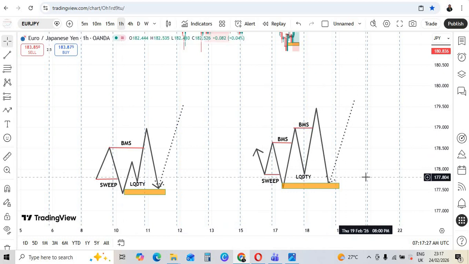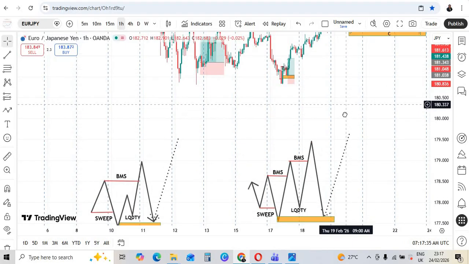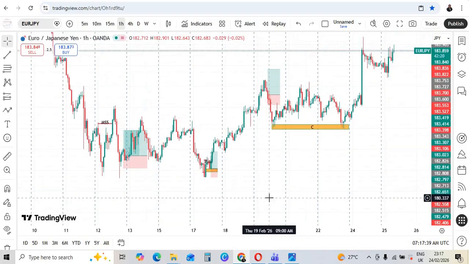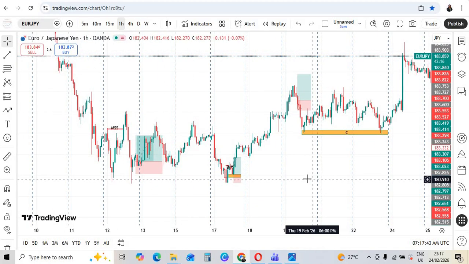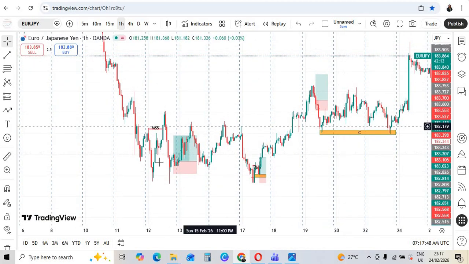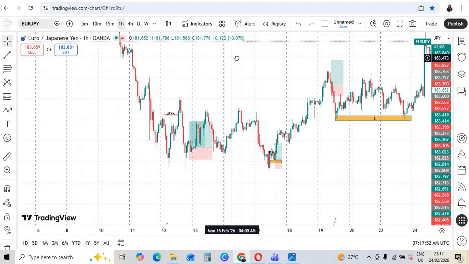So I want you to go over it again and again. But let's just take one example for each of them. Let's take one example. Now, this is Euro JPY, and I'm just going to be showing you some of the trades I took recently. Okay, this is Euro JPY. This is on a 1 hour time frame.